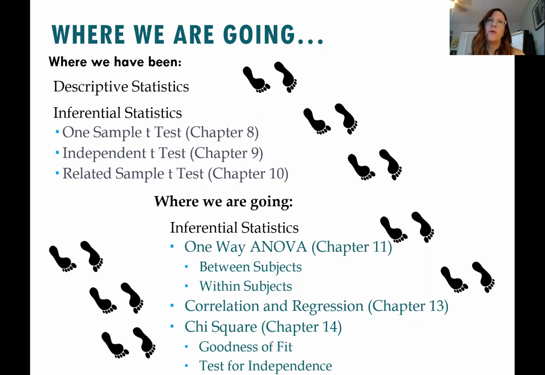There's what is called the between subjects and within subjects. For the sake of this class, you're really only going to learn the between subjects ANOVA, which means it's the same thing as the independent t-test, except you have more than two groups. So it's different people in each of those groups. And then we're going to learn correlation and regression, and also the two different chi-square tests, so that you will be prepared for the final exam.